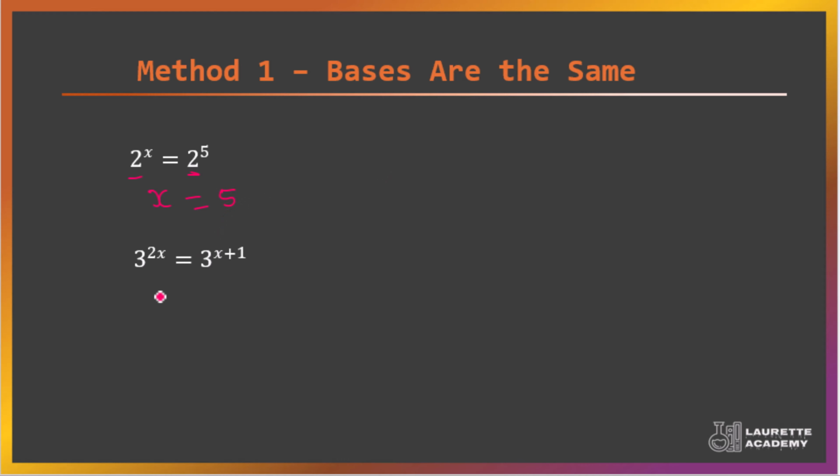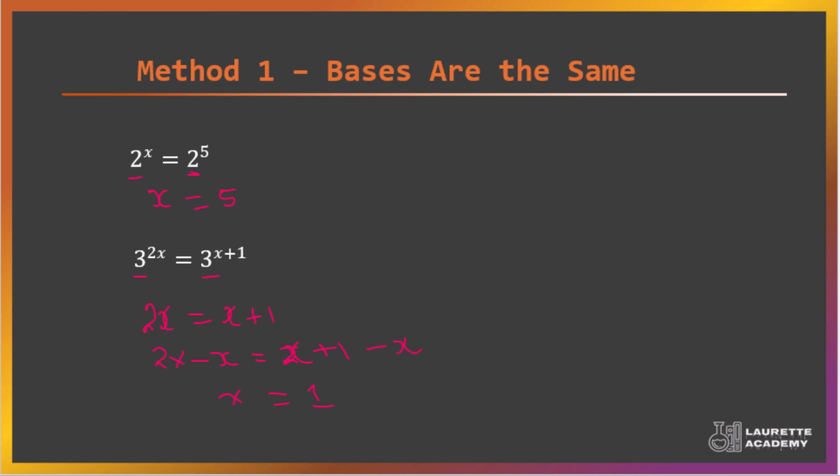Simple. Similarly here, you have 3 to the power 2x equals 3 to the power x plus 1. The base here is 3 and also 3 here. Since the bases are the same, we equate the exponents. So we have 2x is equal to x plus 1. We subtract x from both sides, so 2x minus x is equal to x plus 1 minus x. And this gives us x is equal to 1. Okay.